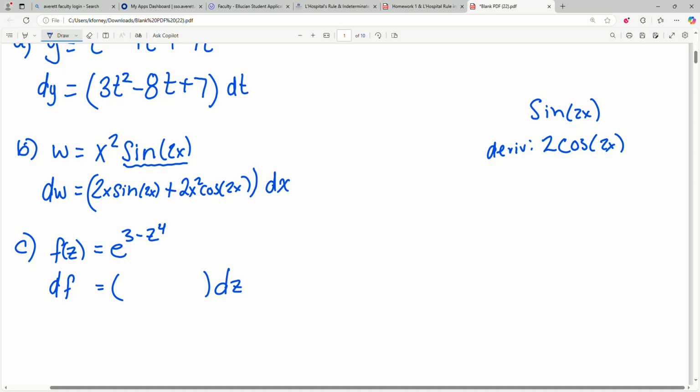Alright, so the chain rule says take the derivative of the inside function. The derivative of the inside function would be negative 4z cubed. And that is going to just stay e to the 3 minus z to the 4. So there we are.